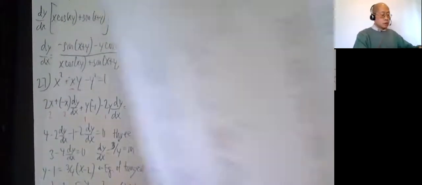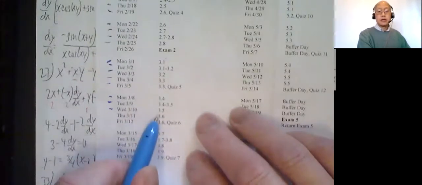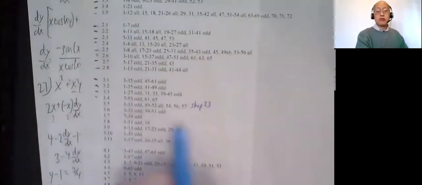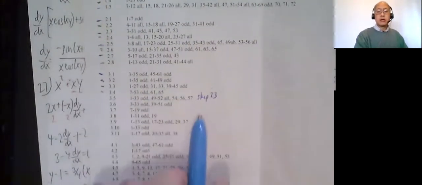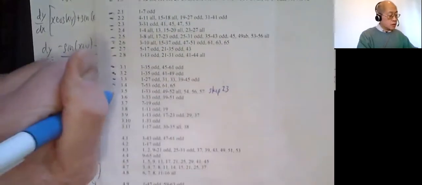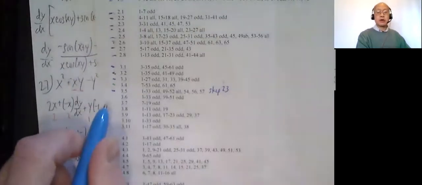All right, so we're supposed to be here. I'm going to mark it off Wednesday the 10th. Finish section 3.5. I'm making one adjustment to the homework: skip problem 23. So for assignment 3.5, skip 23. I'll be doing all the rest of the problems that I was planning to do.